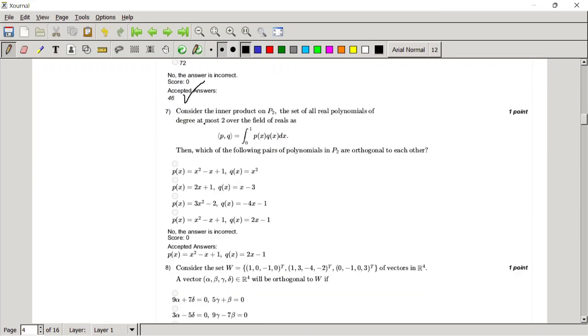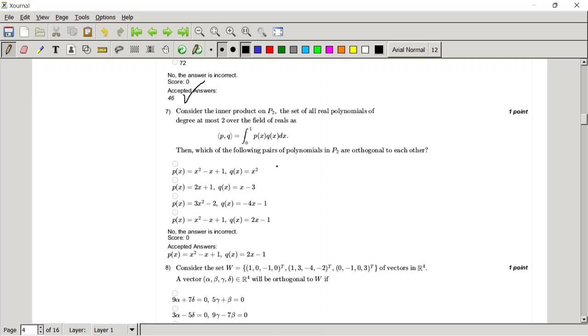So here it is given: consider an inner product on P2 defined like this. The inner product of two polynomials P and Q is equal to the integration from 0 to 1 of P of x Q of x dx. Then which of the following pairs of polynomials in P2 are orthogonal to each other? We say two polynomials are orthogonal whenever the inner product of those two polynomials is equal to 0. That we have to check for all these options.